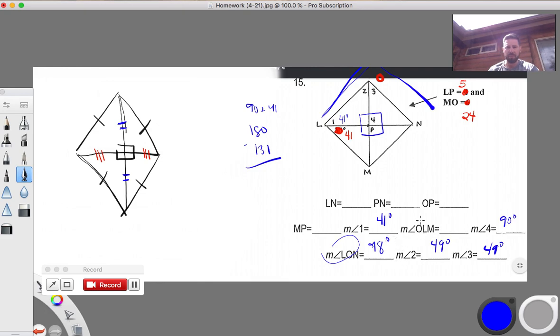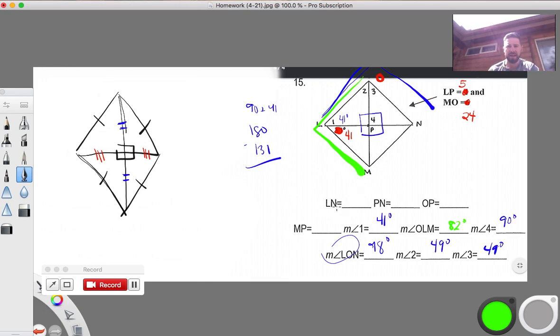And what else do they want? They want OLM, from O to L to M. Well, let's highlight what that looks like, just so you can see it. From O to L to M. They want that angle right there. Well, isn't that 41 and 41? Yeah, okay, that's 82 degrees. 82, I love it.